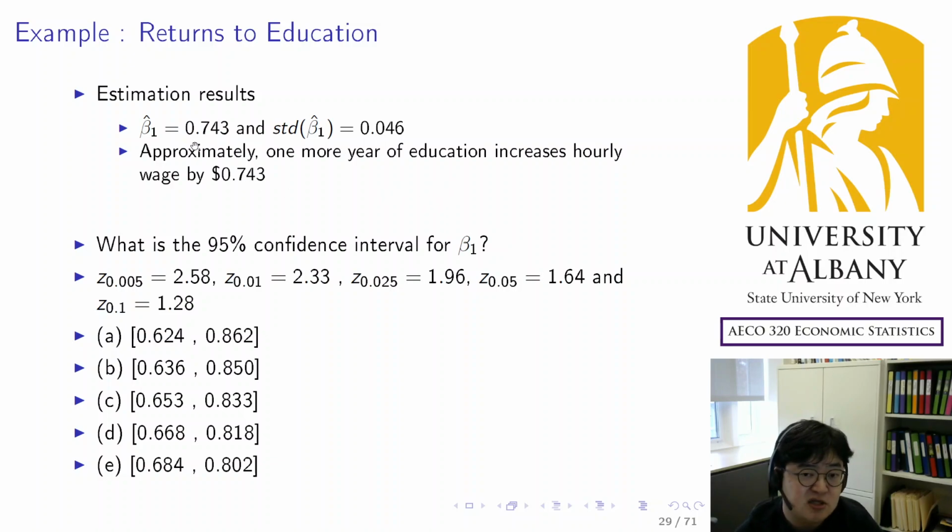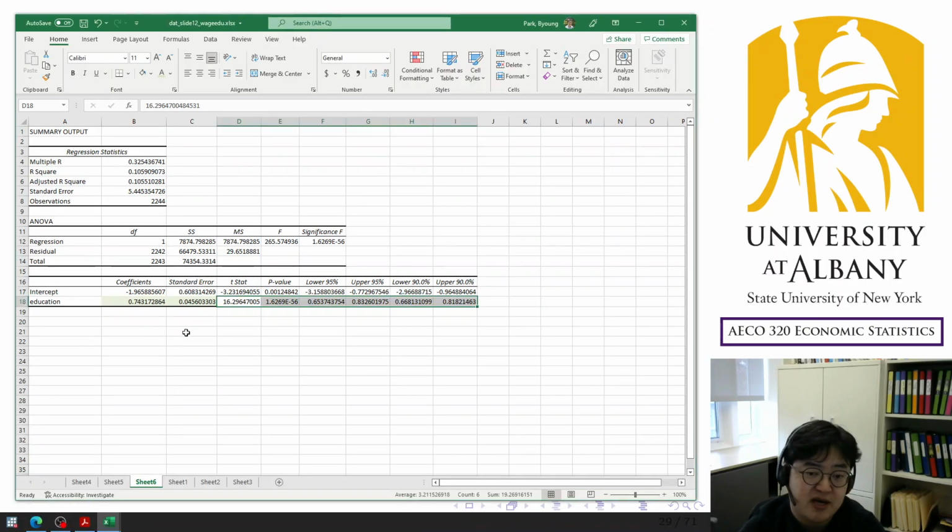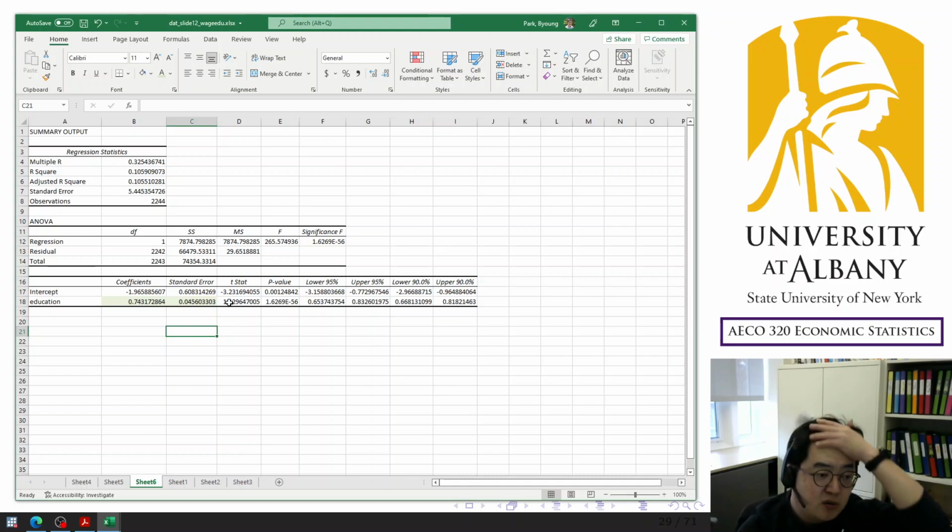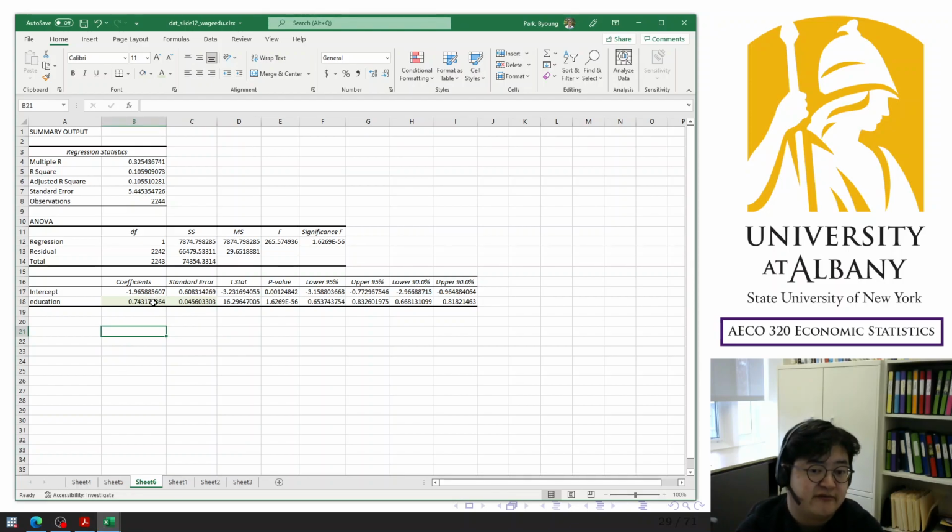Okay, so the interpretation is: on average, if you stay in school for another year, or do a one-year master's program, the hourly wage will increase by $0.743. That is what it tells. And then, what is the confidence interval? Can you calculate that using this? You may use Excel directly. That is also possible. I uploaded the data file with this lecture, so download the file and try to make this table by yourself.